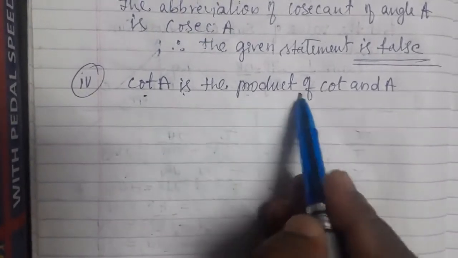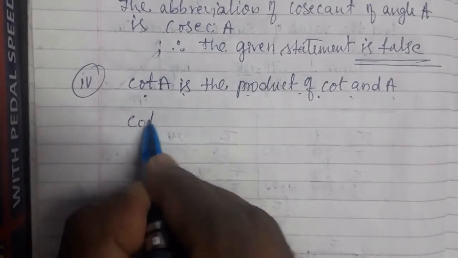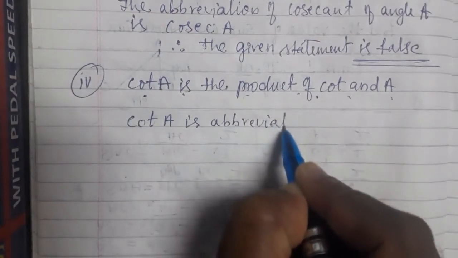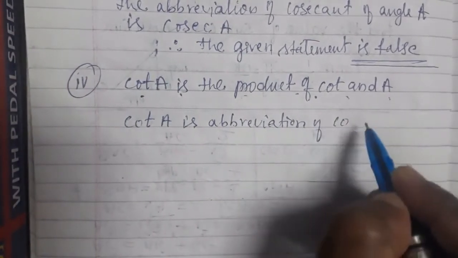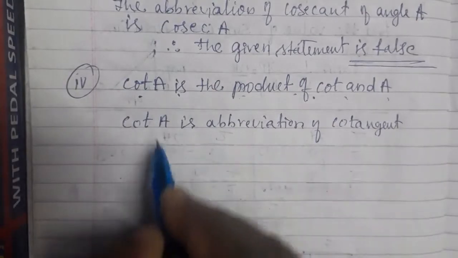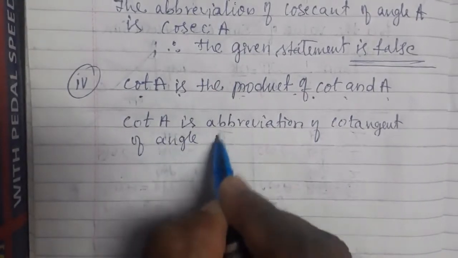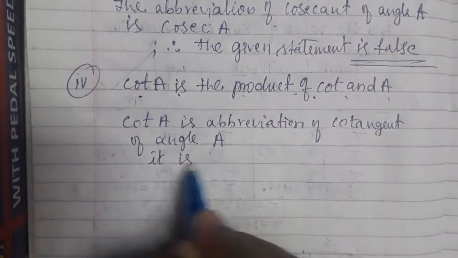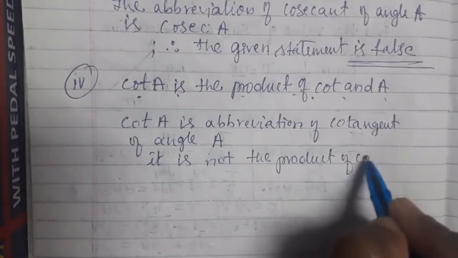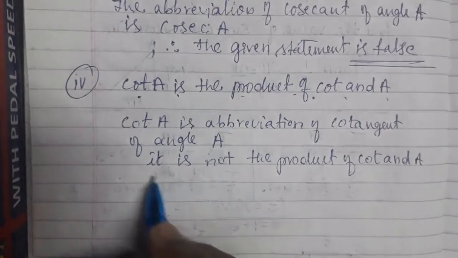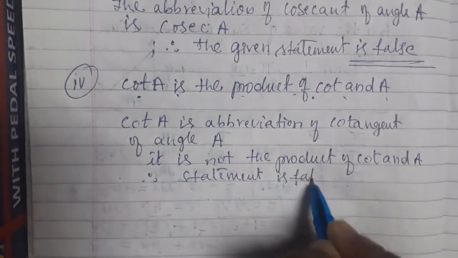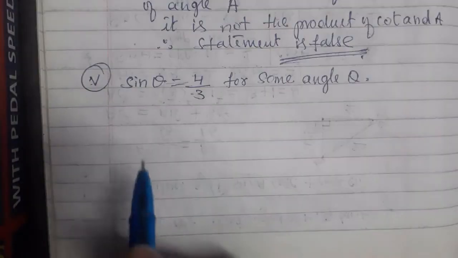The next is, cot A is the product of cot and A. We know that cot A is the abbreviation of cotangent of angle A. It is not the product of cot and A. Therefore, the statement is wrong. Therefore, it is a false statement.